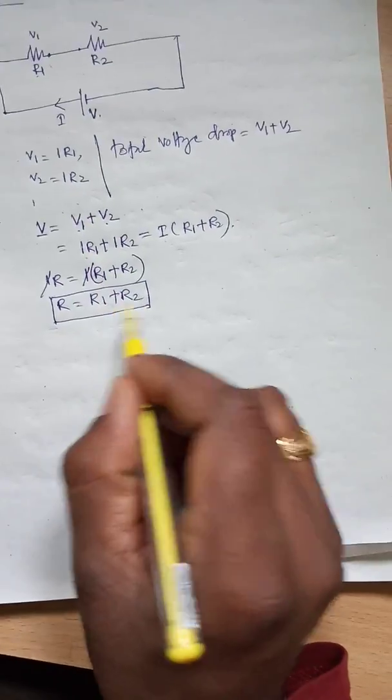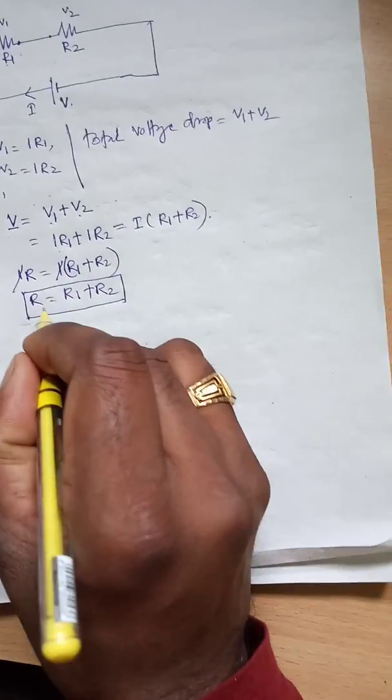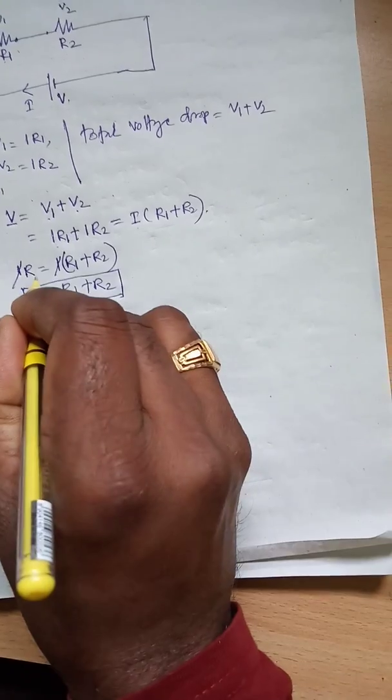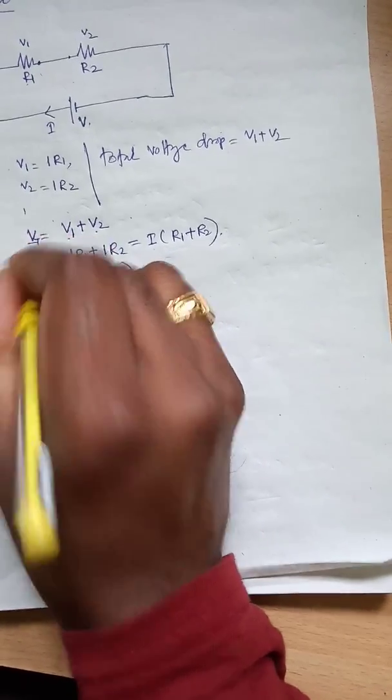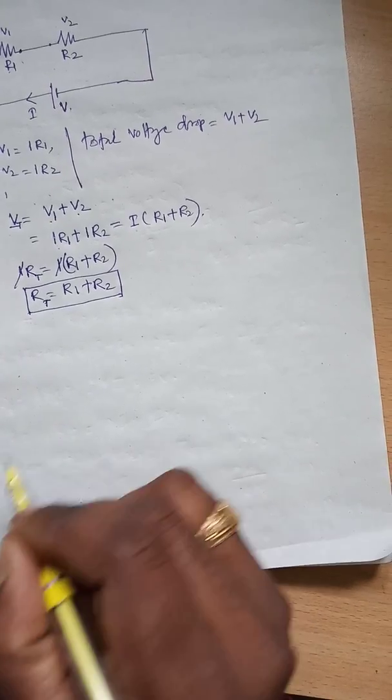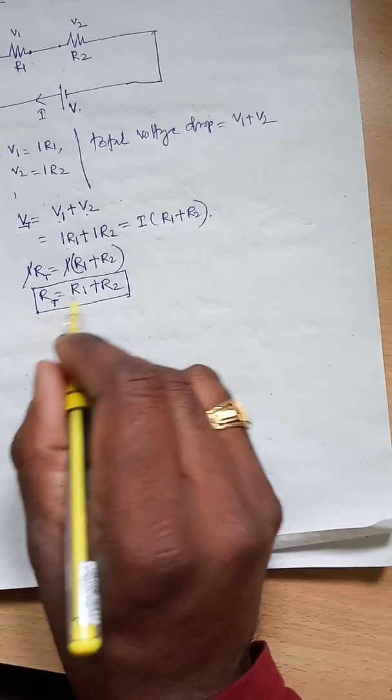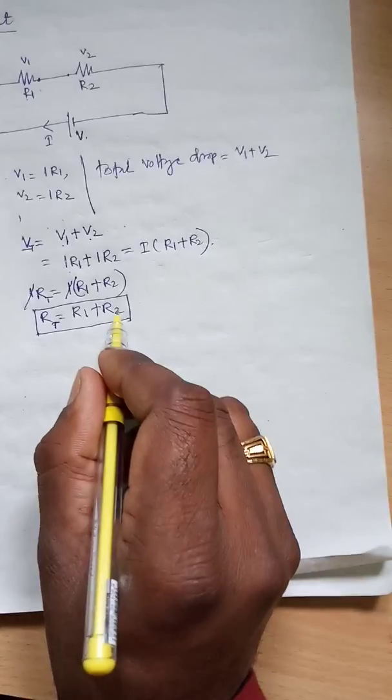So what will be the total equivalent resistance of the circuit? That means R1 plus R2. We write it here as RT, and the total supply voltage as VT. The total resistance will be R1 plus R2.